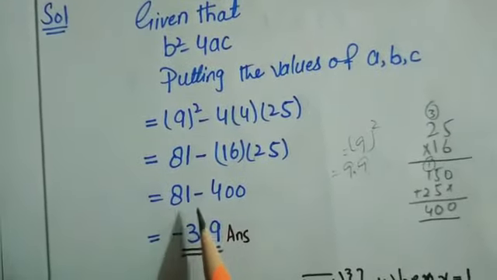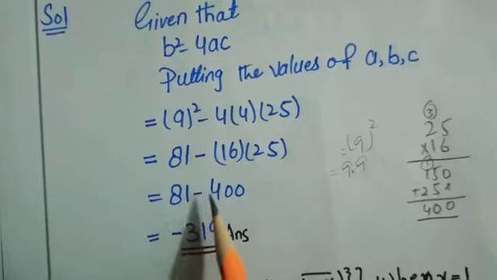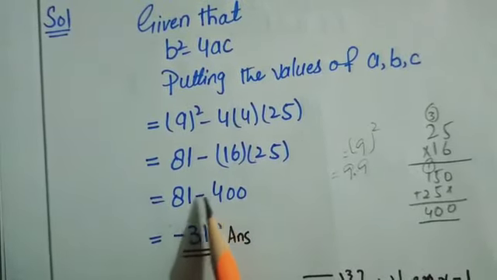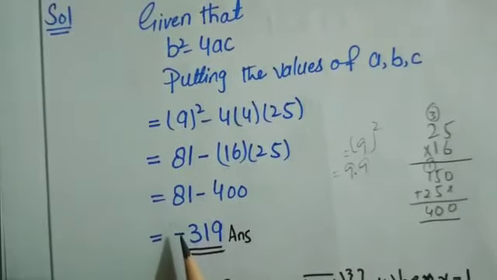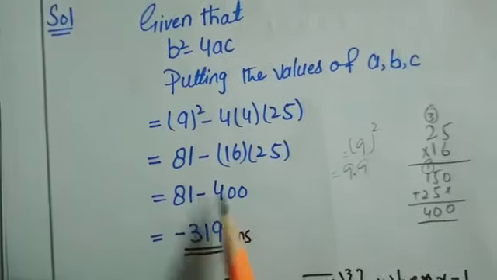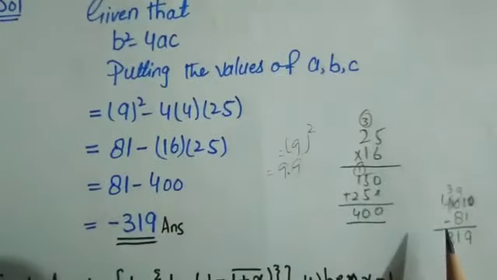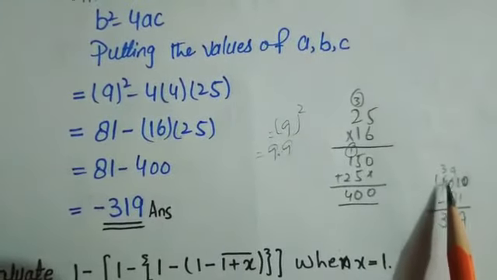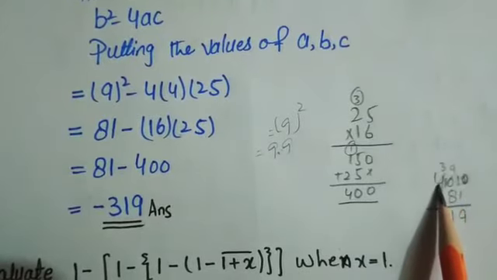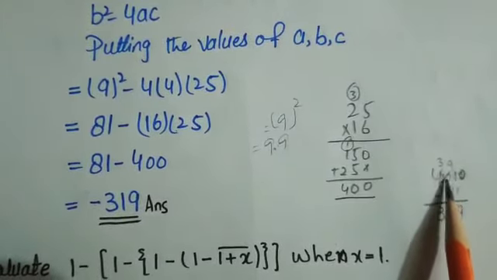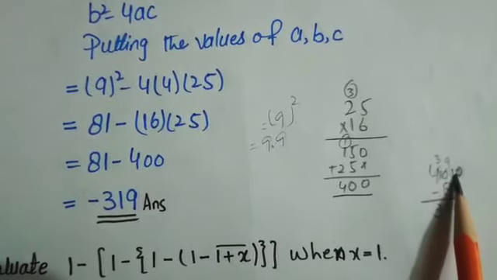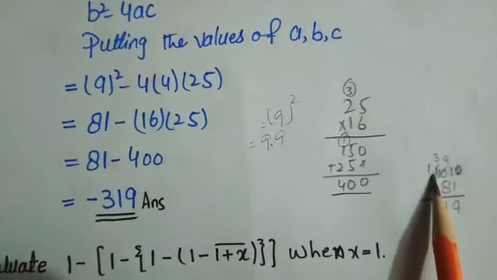Further we solve this value. The greater value is 400. The sign is negative, so the answer comes in negative form, so put here negative. We simplify this value: 400 subtract 81. There is 0, there is 0. We take a borrow from 4. It will become 10. Again we take a borrow from this. Remaining is 9. It will become 10.